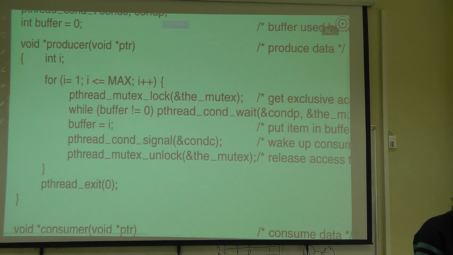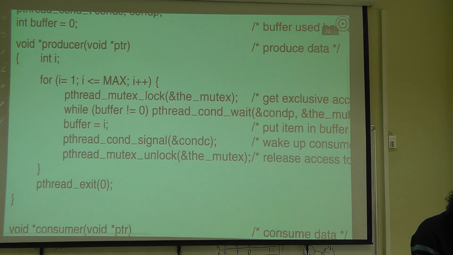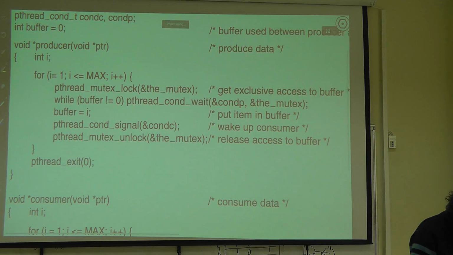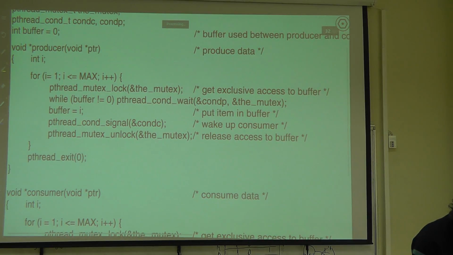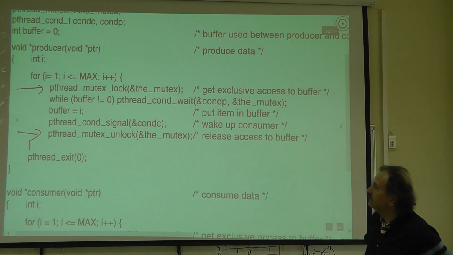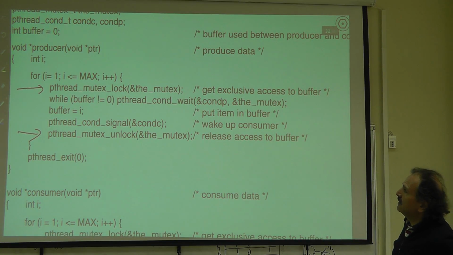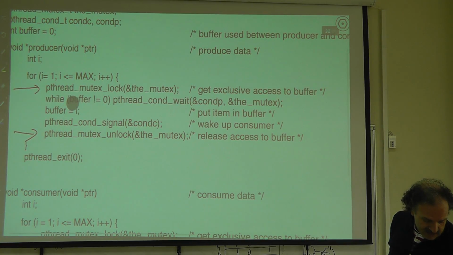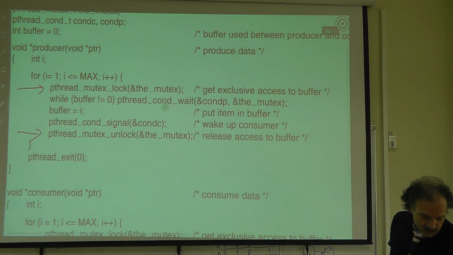Producer, index from 1 to maximum. This is the mutex lock and unlock. I get the lock. If I get the lock, I get it. If I don't get the lock, I block, right? This is the producer. And the second line after the locking is the condition variable.